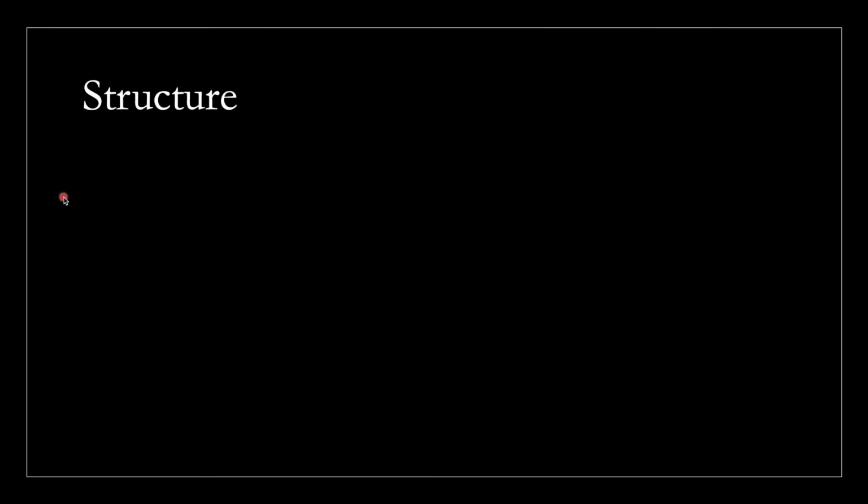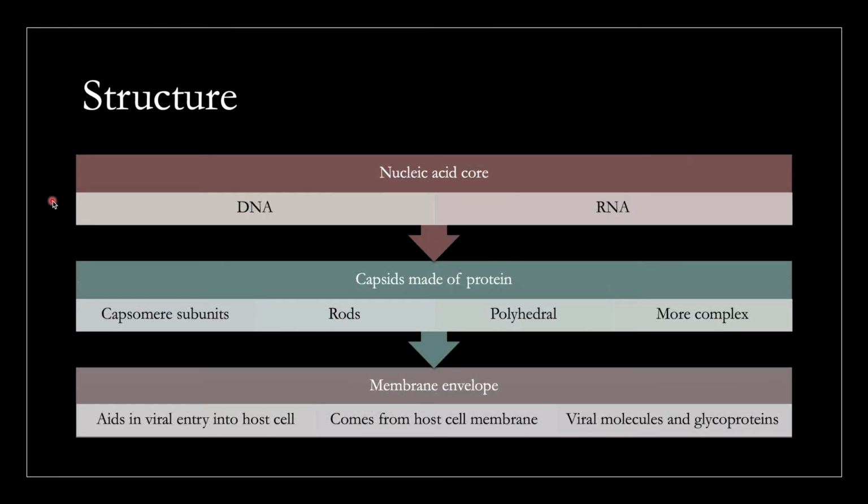Now let's look over the general structure of a virus. Basic viral structure includes a nucleic acid core, which can be either DNA or RNA, held in a capsid, made up of proteins and subunits called capsomeres. Capsids can be in the form of rods, polyhedral shape, or even more complex.